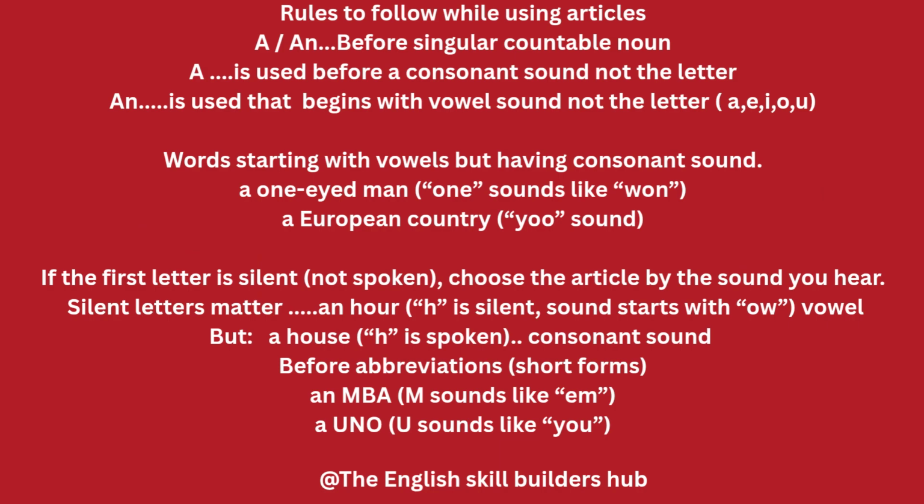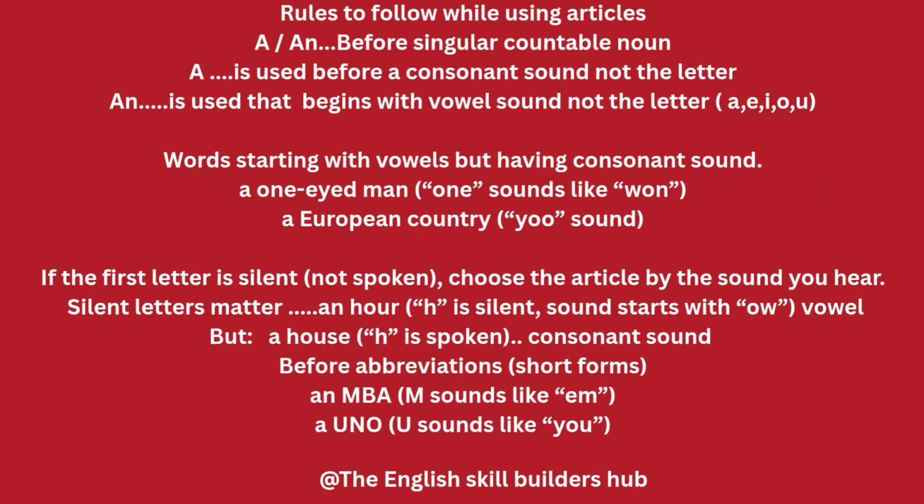a, not u. Words starting with vowels but having a consonant sound. See the example, a one-eyed man. Here one sounds like "won", not o. In the same way, see the second example, a European country. Here European sounds like "yu", not e.